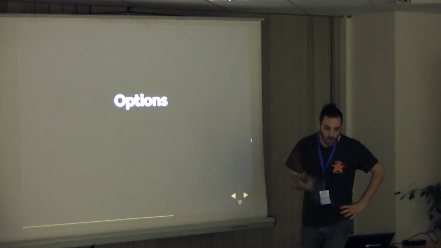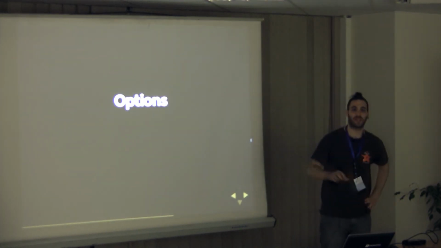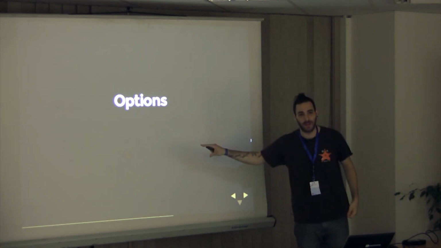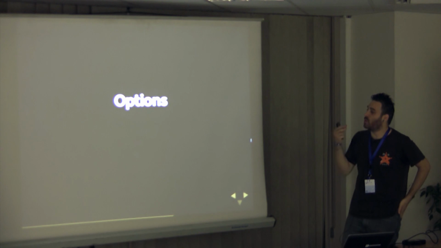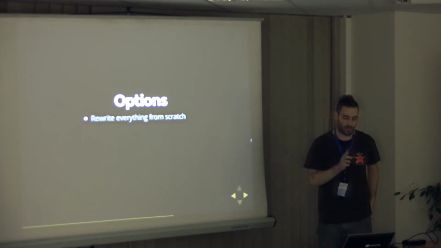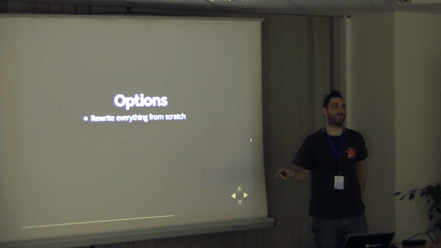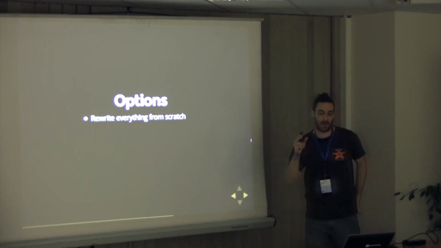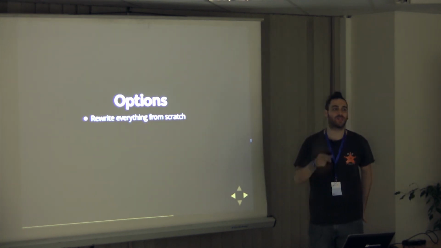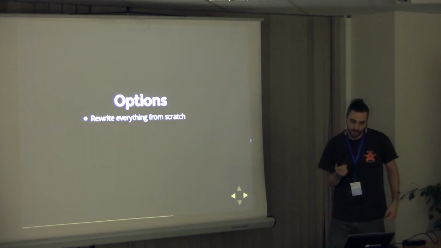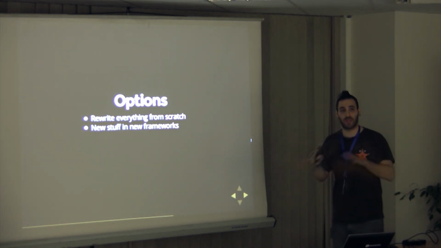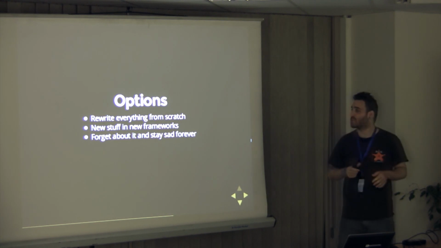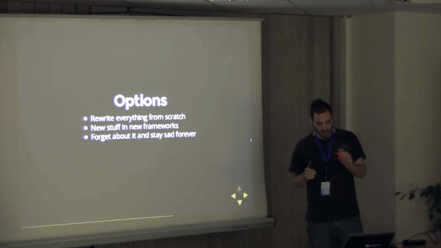So if you want to move to new stuff, because I honestly hate everything you saw, with a vengeance. I really don't like it. Now, if you want to move to new stuff, you only have a few options. First of all, you can rewrite everything from scratch. I've seen companies do that. A lot of them are failing at it because rewriting is not simple, which I'll show. Second, you can write your new stuff in new frameworks and keep the old stuff running. And your third option is to forget about it and stay static forever.